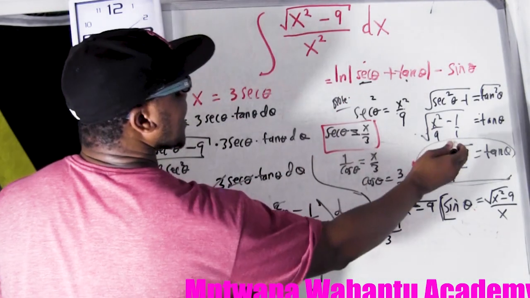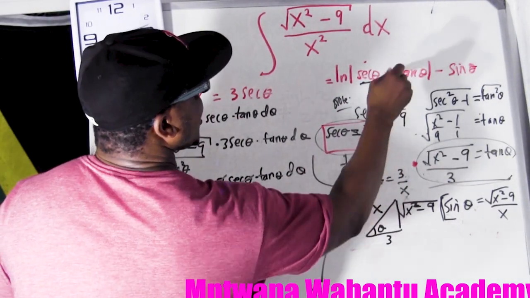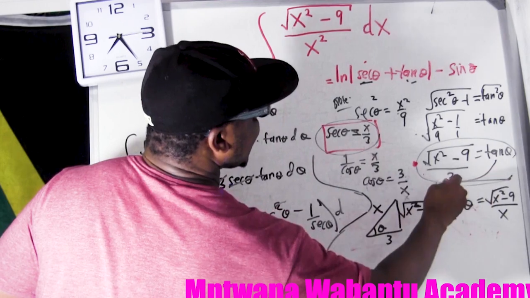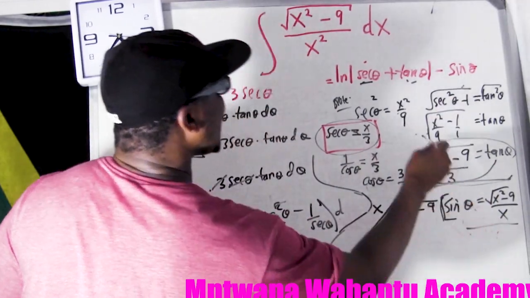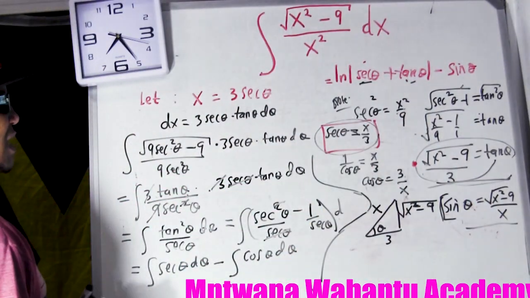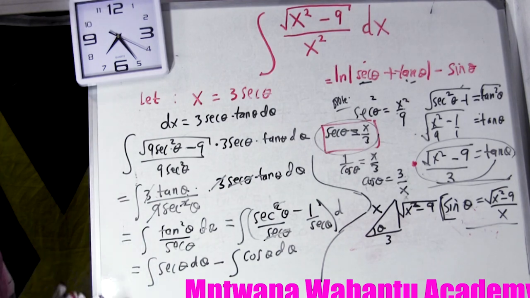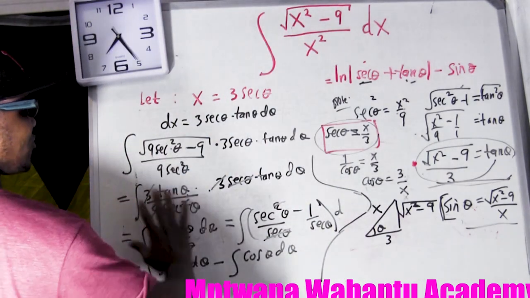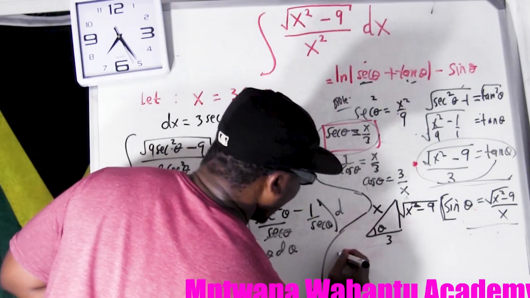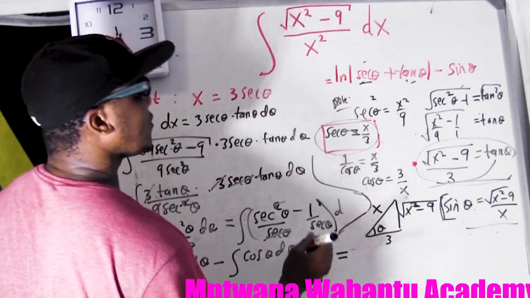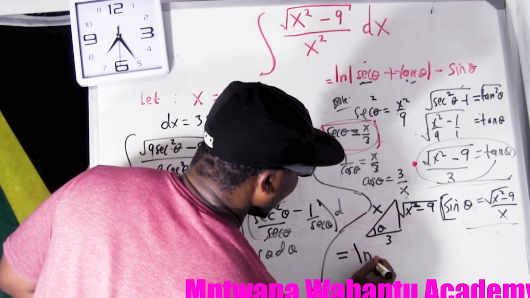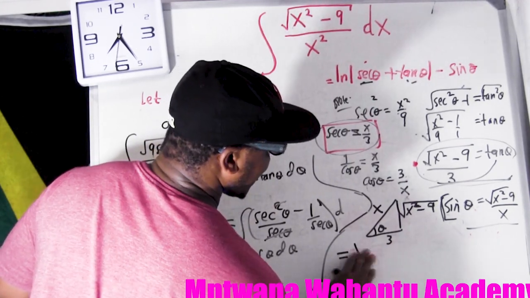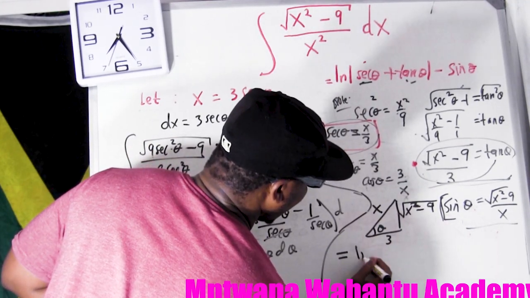You have sec, what is sec? Sec is this one. You have tan, tan is this. And you have sine equal to that. So what we can do is substitute back, and that's going to be the end of the question. I can just finish here, or I can erase here. Okay, let's just do it here. So this equal to ln.